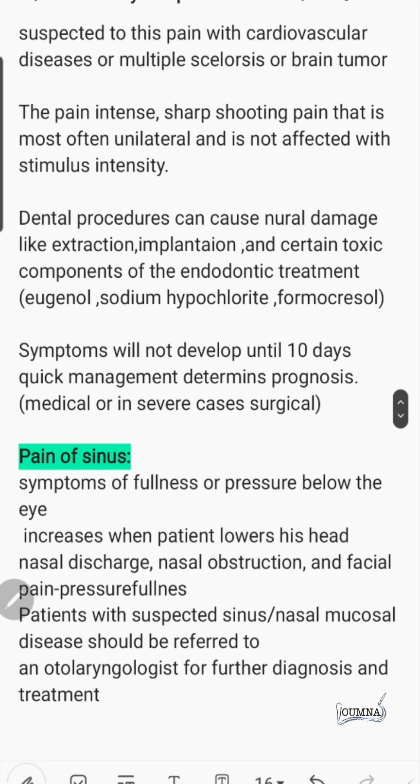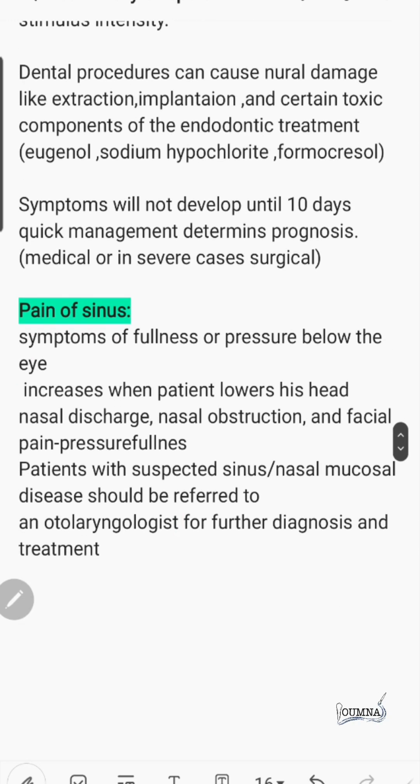Dental procedures can cause neural damage, like extraction, implantation, and certain toxic components of endodontic treatment, like eugenol, sodium hypochlorite, and formocresol. Symptoms will not develop until 10 days, so quick management determines prognosis. Medical, which is medications, or in severe cases, surgical treatment.